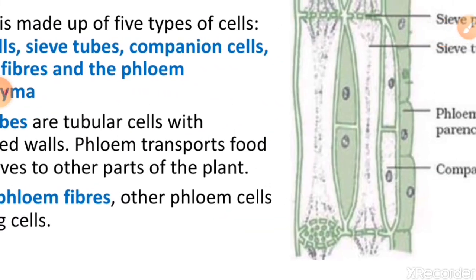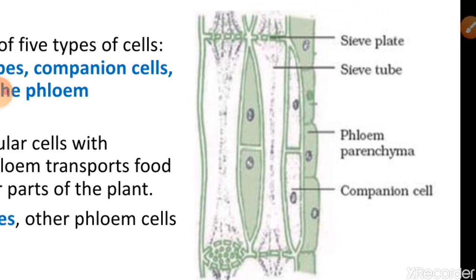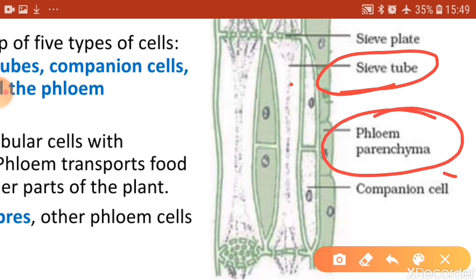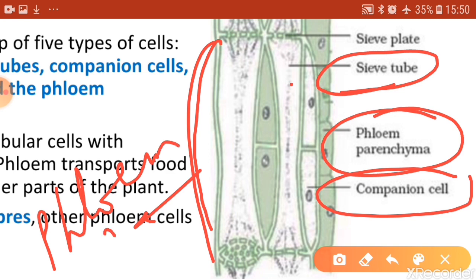Phloem is a conducting tissue of the plant that translocates food, and phloem is also made up of four different types of cells. So what are the cells that make up phloem? Let us see. The phloem is made up of sieve tubes, phloem parenchyma, companion cells, and phloem fibers. So these are the four elements of phloem.